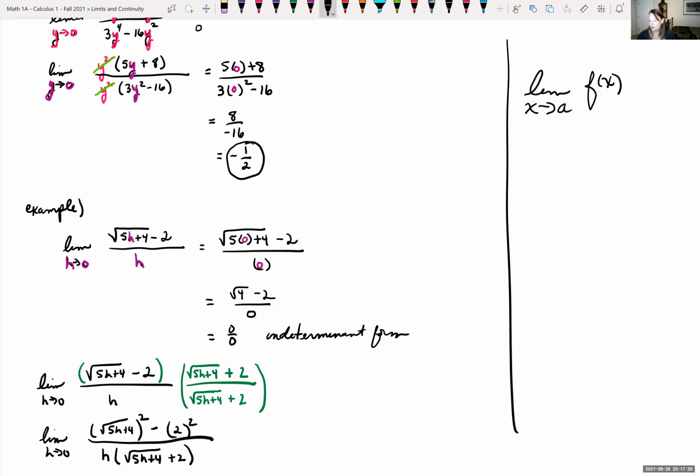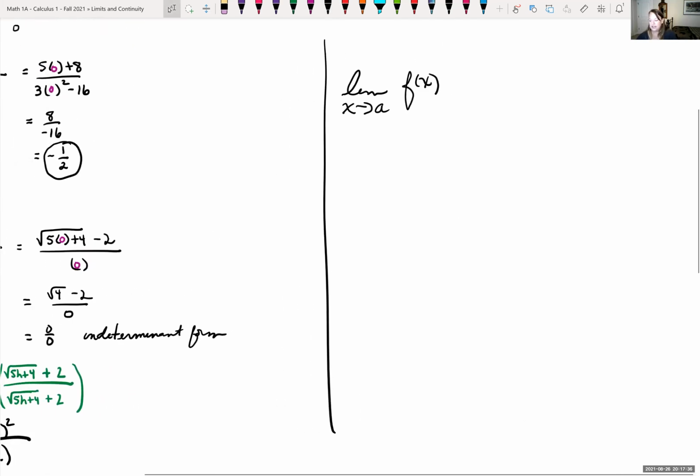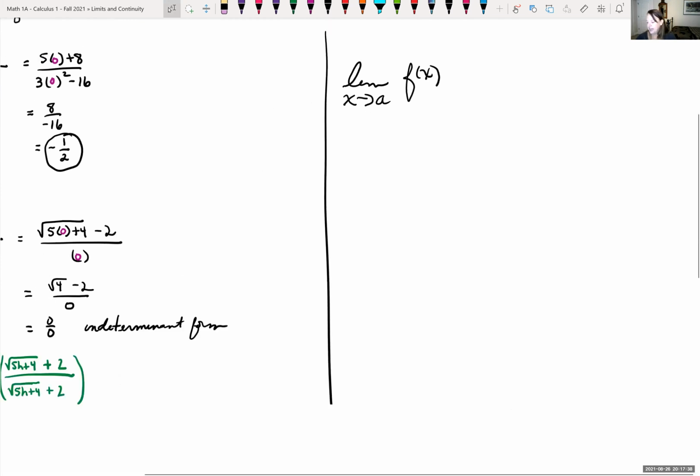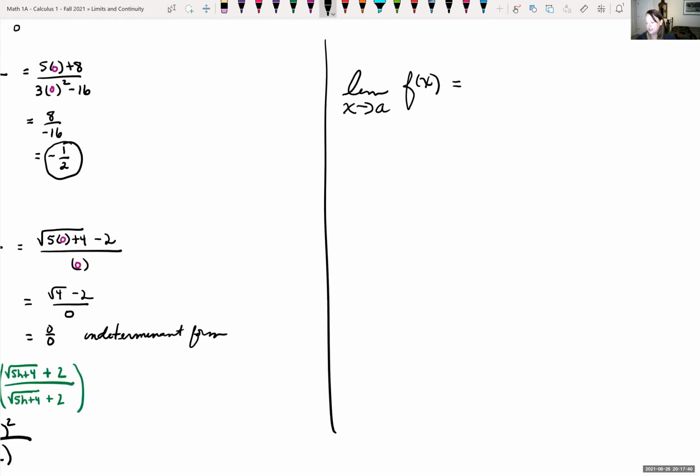So I just want you to be aware that when we got 0 over 0, that was an indeterminate form. But there's a difference. If you were looking at a limit, let's say as x is approaching a of f of x, and you got something in the form of 0 over a number, okay, so let's just call it b, where b doesn't equal 0, that's not an indeterminate form. Remember, 0 over a number is equal to 0.